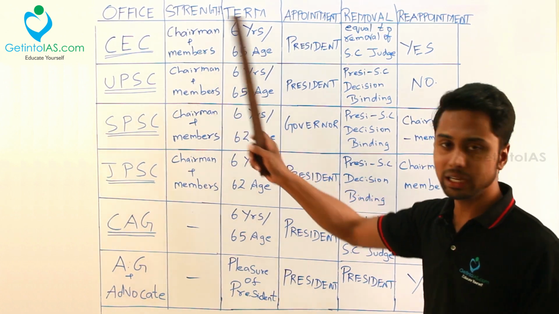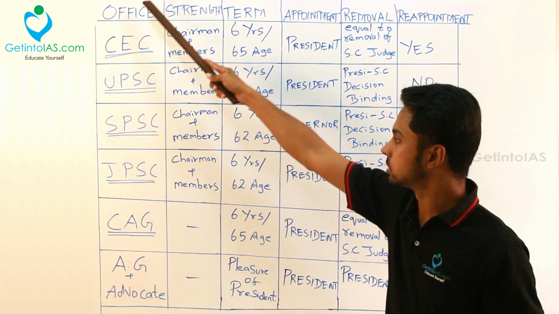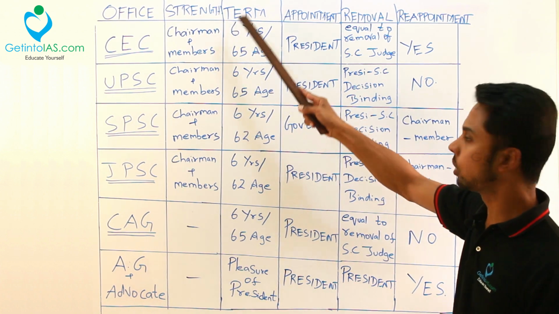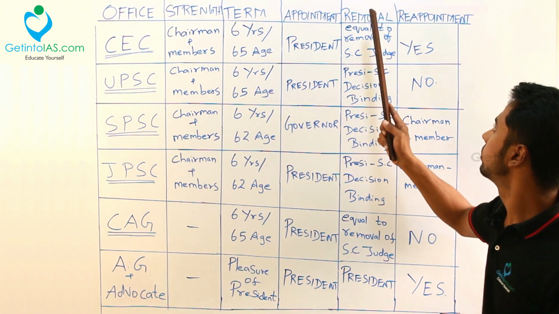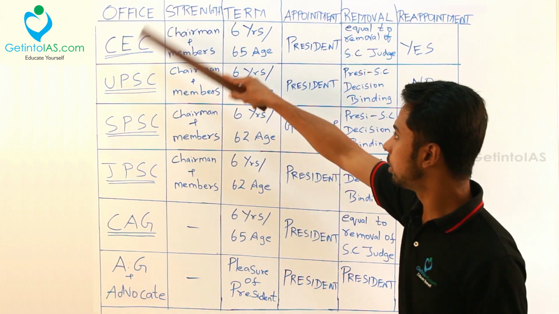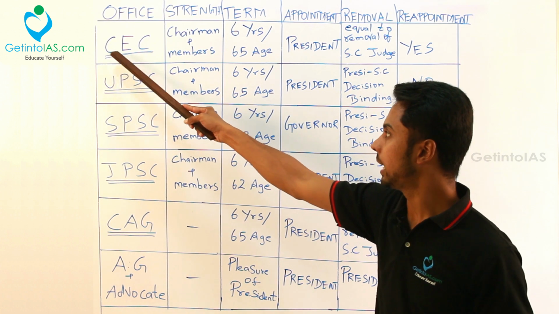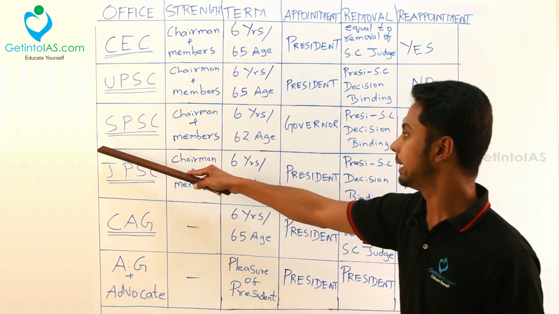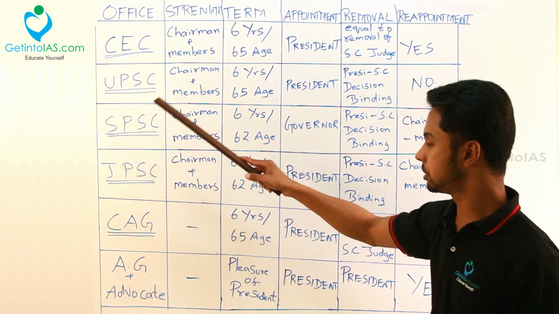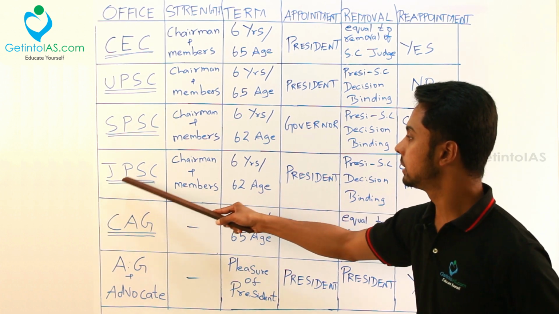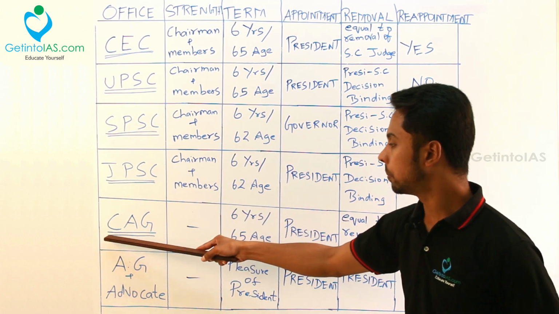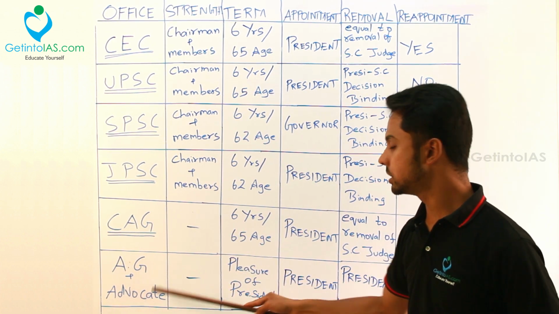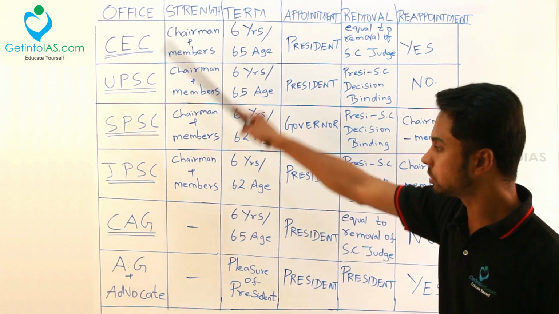I will explain this tabular column first. It covers the office, the strength, the term or tenure, the appointment, the removal, and the reappointment. Regarding the offices: CEC means Chief Election Commissioner, UPSC means Union Public Service Commission, SPSC means State Public Service Commission, JPSC means Joint Public Service Commission, CAG means Comptroller and Auditor General of India, and AG means Attorney General of India and Advocate General. This is the expansion of these terms.